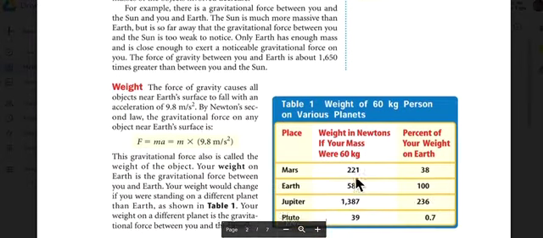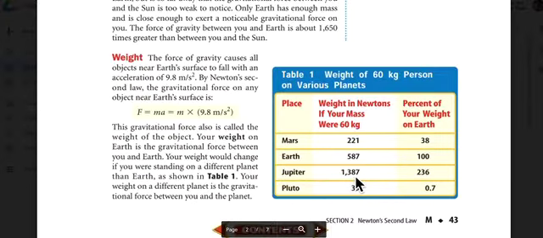Let's talk about weight. Weight. The force of gravity causes all objects near Earth's surface to fall with an acceleration of 9.8 meters per second squared. By Newton's second law, the gravitational force on any object near the Earth's surface is force equals mass times acceleration, which is 9.8 meters per second squared. A gravitational force also is called the weight of the object. Your weight on Earth is the gravitational force between you and Earth. Your weight would change if you were standing on a different planet other than Earth, as shown in Table 1.